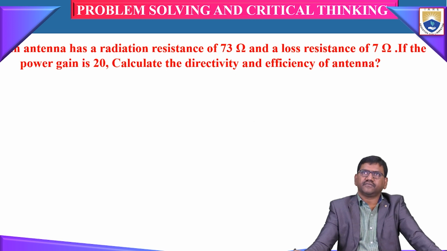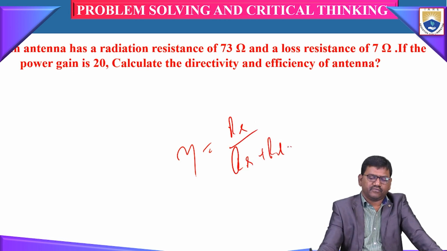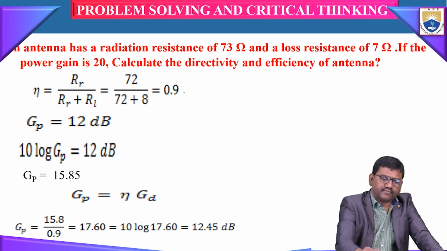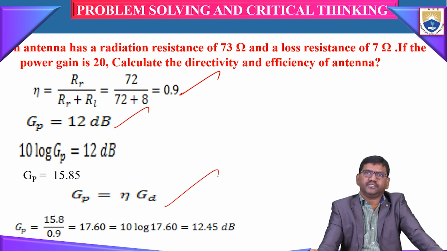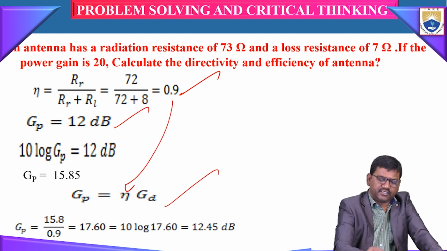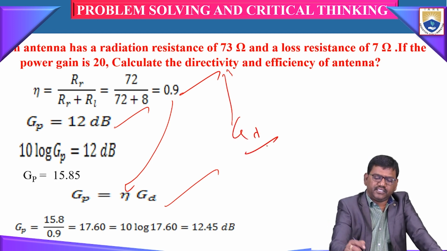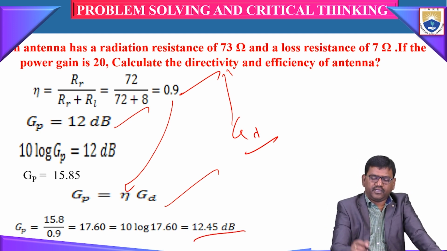An antenna has a radiation resistance of 73 ohms and loss resistance of 7 ohms. If the power gain is 20, calculate the directivity and efficiency of the antenna. So we have efficiency is equal to RR by RR plus RL formula. From this we can find out the efficiency value here. We'll get 0.9. And the power gain is given as 12 dB. So we have the relationship GP is equal to eta GD. Substitute this efficiency in this value, and we need to find out the directivity. So directivity is denoted by the symbol GD here. So GD is equal to 15.8 by 0.9, which is 12.45 dB.